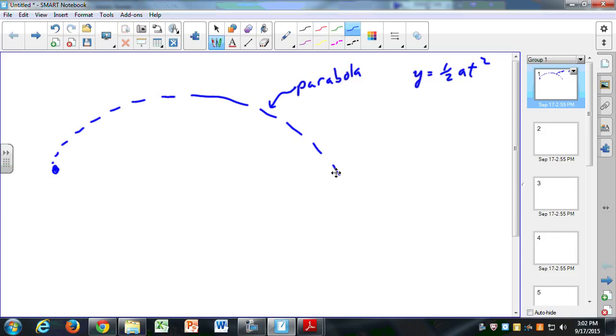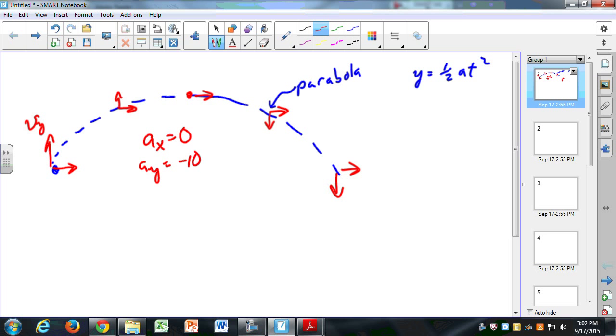But the velocity vectors do a couple things. The velocity in the y direction starts out big, it gets smaller, it goes to 0, it gets bigger in the negative direction, like that, and then the velocity in the x direction goes like that. It's constant all the way throughout, and that's because ax is equal to 0 and ay is equal to -10 meters per second squared. So we treat this as two separate problems.